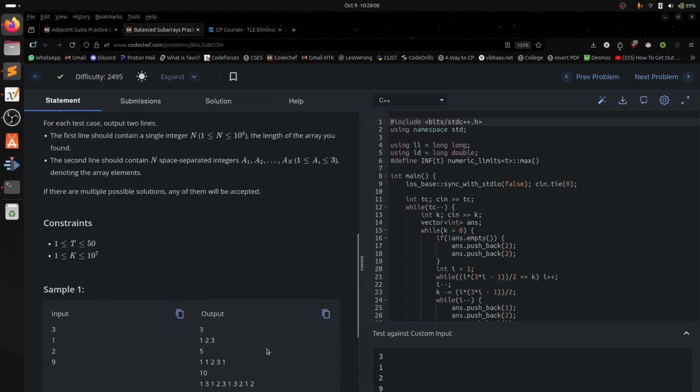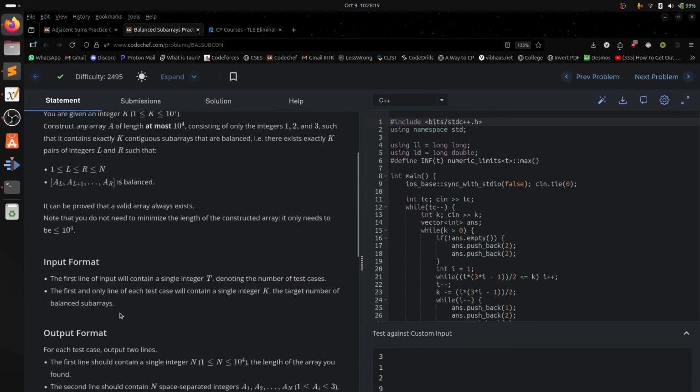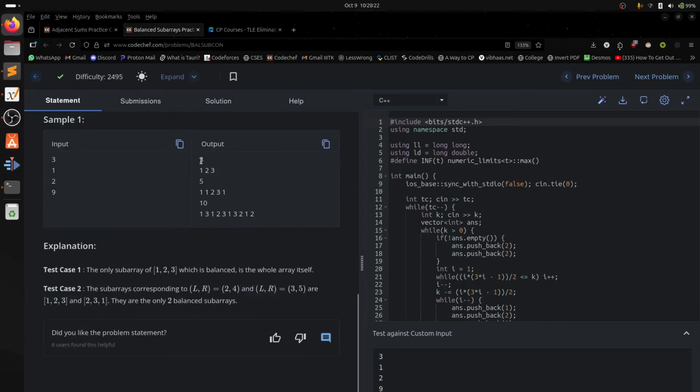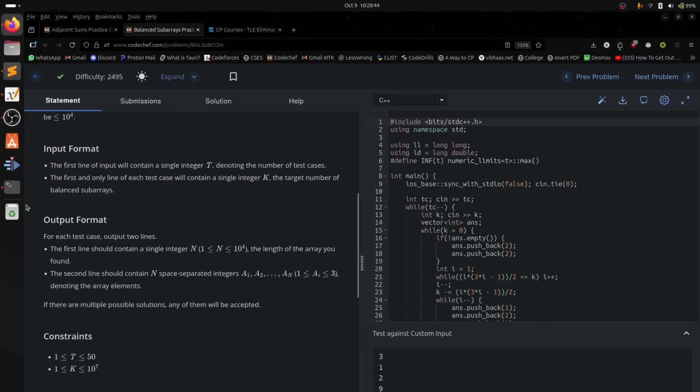Okay. So there are some examples over here, like for k equals 1. So we need to make an array which has exactly one balanced subarray. So that's obviously 1, 2, 3. And for k equals 2, we need two balanced subarrays. So there we have an example of 1, 2, 3. As you can see, another one, 2, 3, 1 is also being formed, right? Okay. So let's have a look at how to solve this. Constraints: k less than or equal to 10 power 7. And obviously they said the length has to be less than or equal to 10 power 4.